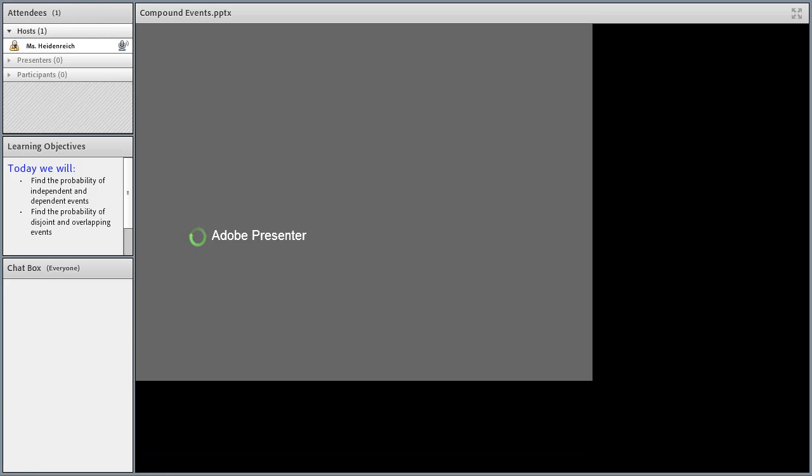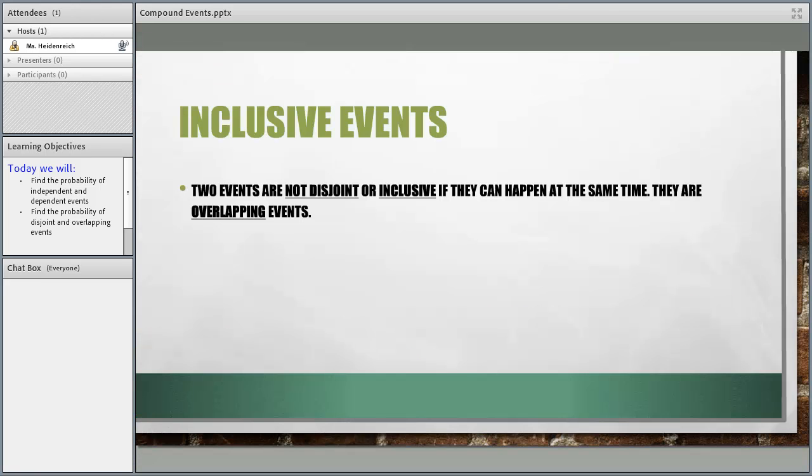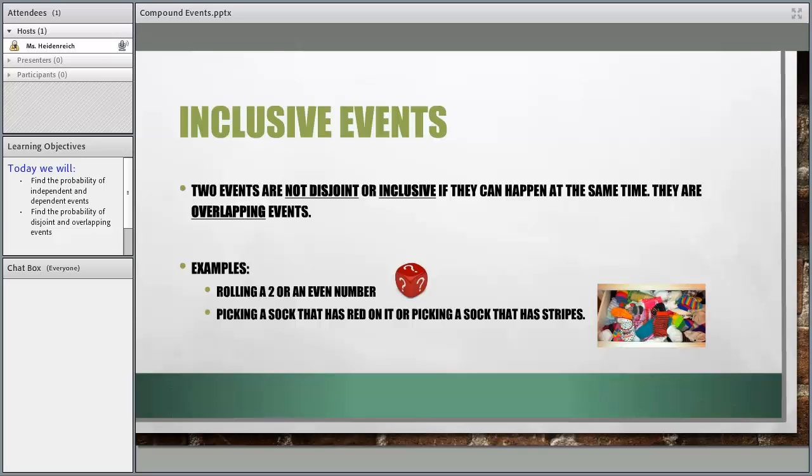The last type of events we're going to talk about today are inclusive events, which are also known as not disjoint, or overlapping events. And so they can actually happen at the same time. It's possible for them to happen at the same time. An example would be rolling a 2 on a dice or rolling an even number, because a 2 is an even number, so it's possible for those two events to happen at the same time.